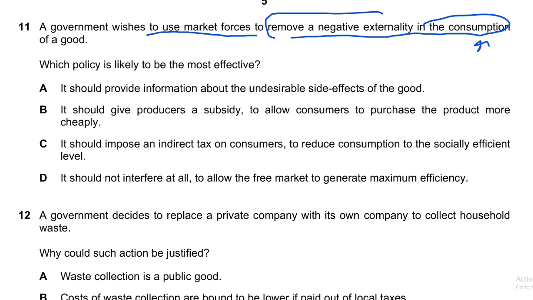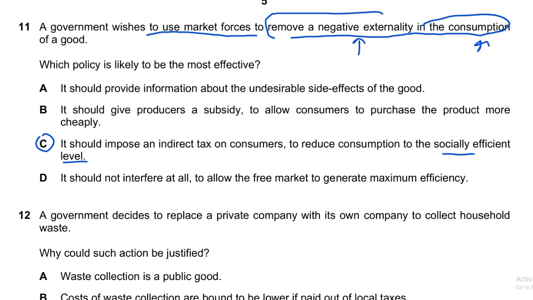And if now we move to the correct option, again stop the video, you can read all the options and try to figure out the correct answer, and then listen to the logic that I'm explaining for the correct answer only. And the correct answer is C. It should impose an indirect tax on consumers to reduce consumption to the socially efficient level, right?